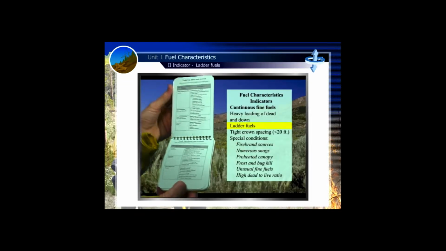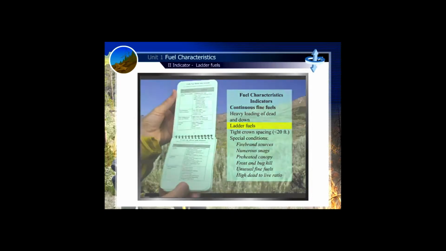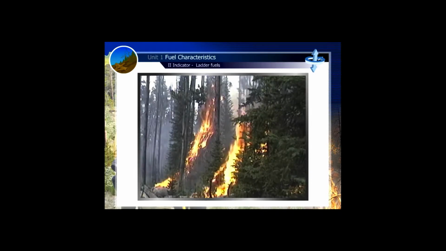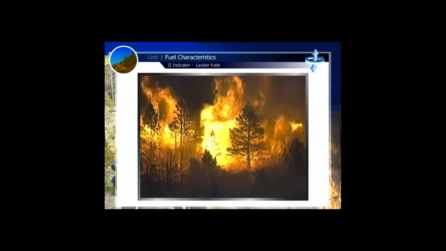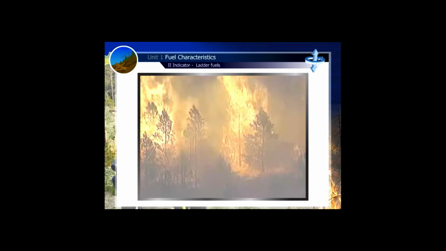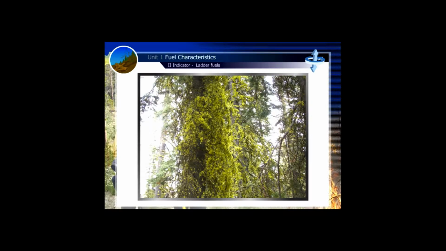Another indicator, ladder fuels, provides the potential for surface fire to move into the crowns. They help initiate and assure the continuation of crown fires. If there is high-intensity surface fire, the fire can move into the crowns with limited ladder fuels. Examples of ladder fuels include conifer reproduction and brush, tree branches that hang close to the ground, and lichens and moss that grow in conifer trees.